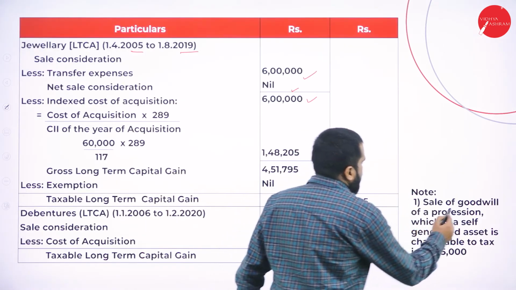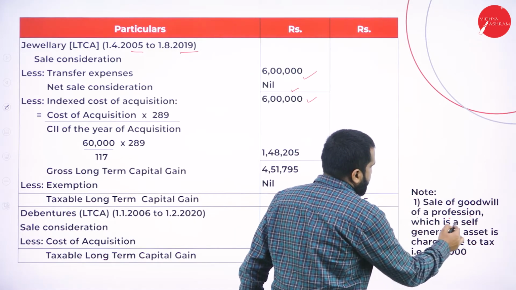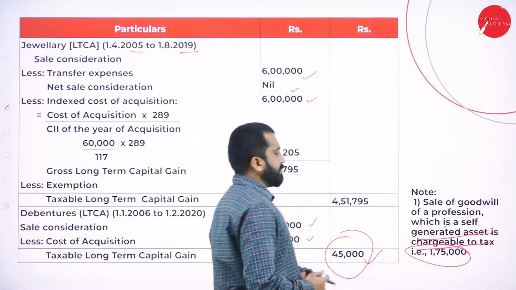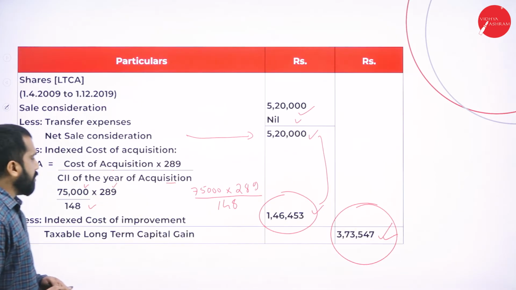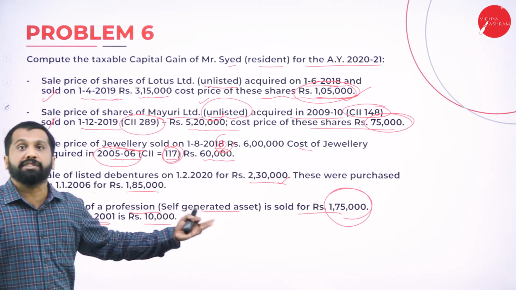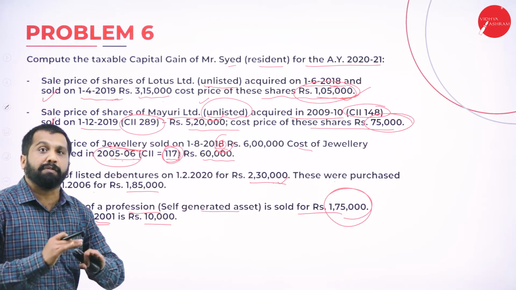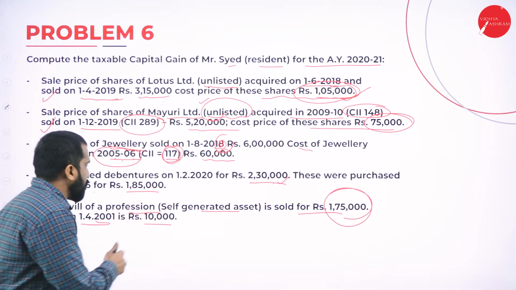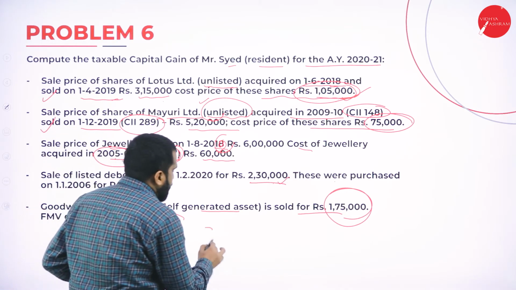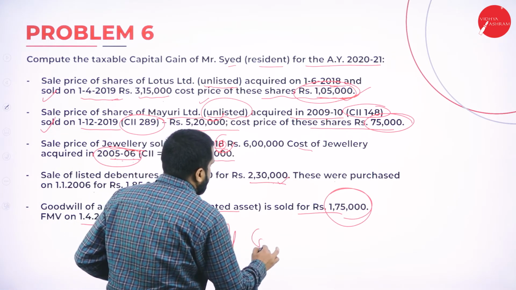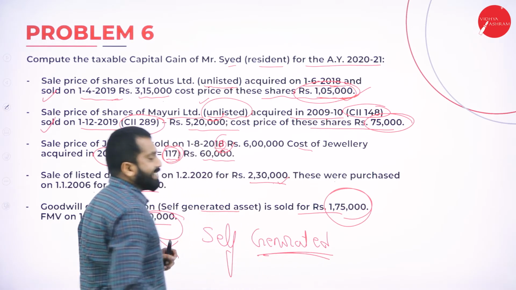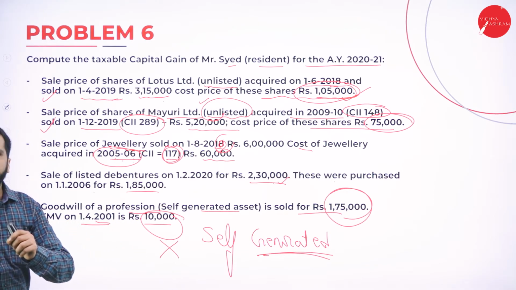Sale of goodwill of a profession, which is a self-generated asset, is chargeable to tax at 1,75,000. Now, what was the cost actually? It is self-generated. They have not purchased it from anybody. That's why we don't consider any cost. Why? Because it is self-generated. Hope you are clear.